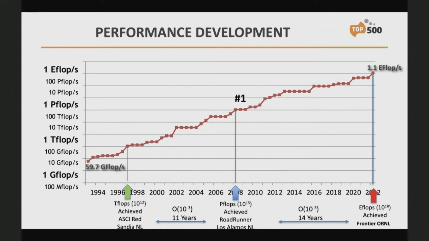And we think about where we're going in the future. When will we get to the next 3 orders of magnitude increase? Will it be 14 years, or will it take longer to get to zetta scale computing, or 10 to the 21 floating point operations? That's a question I don't have an answer to, but it'd be interesting to see where the technology goes and what takes us there.